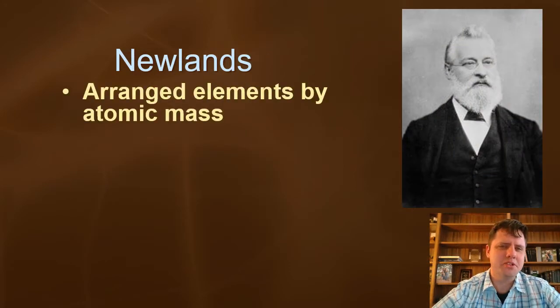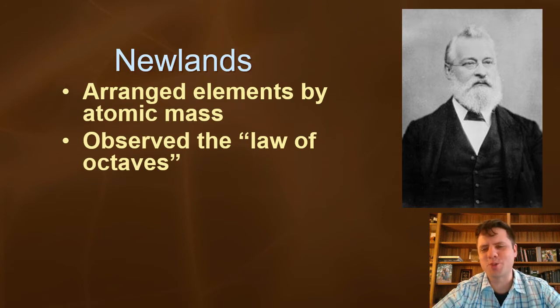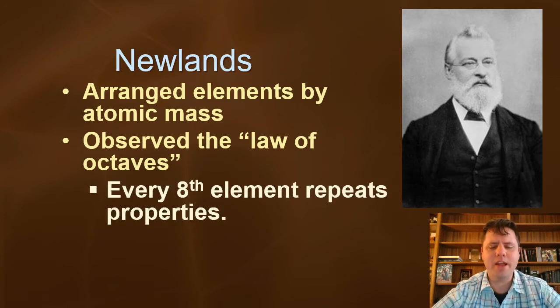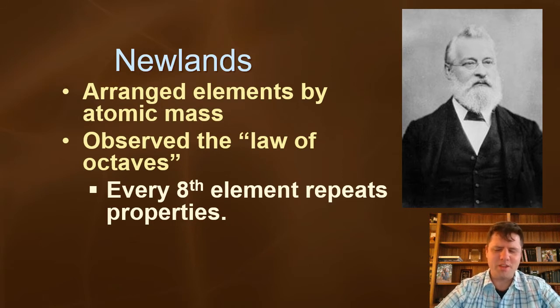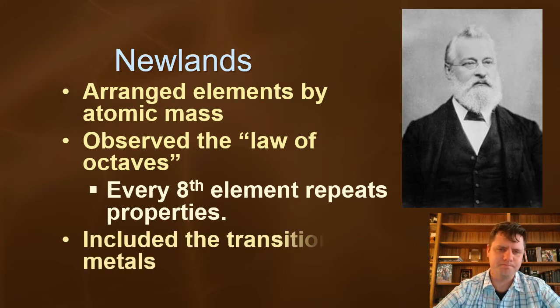Well, John Newlands arranged elements by atomic mass, and he observed the law of octaves. He recognized that every 8th element repeated properties. Just kind of like in music, if you go up 8 steps from one note, you get to that same note one octave higher. So if you start at middle C and you move up 8 keys, 8 steps up, you get to another C. And so he found the same principle within the elements. And he was able to include the transition metals also in his discussions about this.